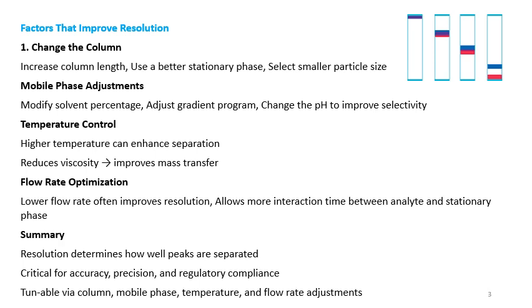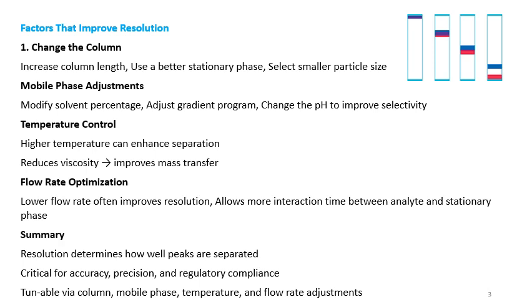Then mobile phase adjustments. Many of the times, depending upon the analyte, the mobile phase adjustments are done, like the ratio of the organic phase or pH. So modify the solvent percentage, adjust the gradient program, change the pH to improve the selectivity. Then temperature control: higher temperature can enhance separation and reduces viscosity to improve the mass transfer.